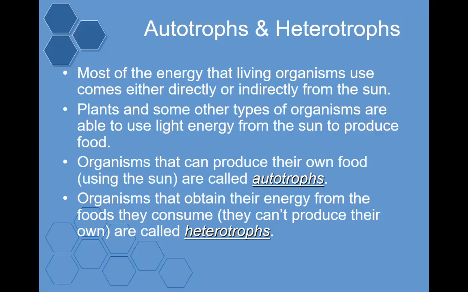So, autotroph, self feeders. Organisms that obtain their energy from the foods they eat, they can't produce their own food, are called heterotrophs. So hetero means different, troph, feeder. So they feed on different sources. Okay, they're going to eat different animals or eat different plants, but they don't get their energy directly from the sun. Now, I have a quick little video I'm going to go ahead and show you that talks a little bit about energy and energy flow, and then we'll go ahead and pick up from here.